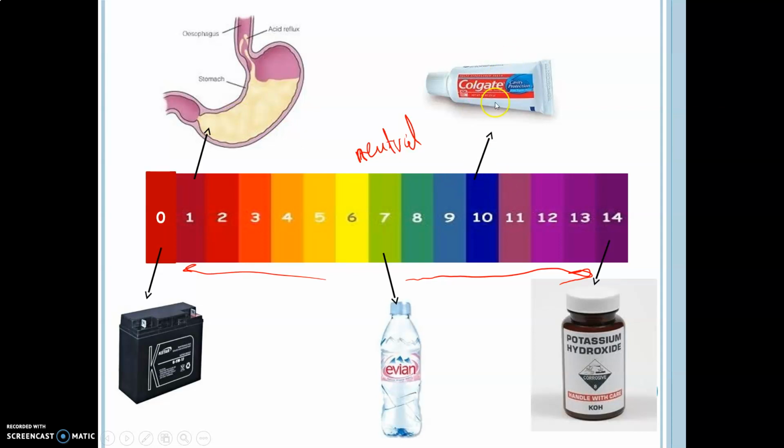Now, examples of bases: the toothpaste. There's a base in the toothpaste and its pH is 10. So is this a weak base or a strong base? Actually, it's a weak base. Potassium hydroxide is a strong base. It has the pH of 14. This means that it is a very strong base.